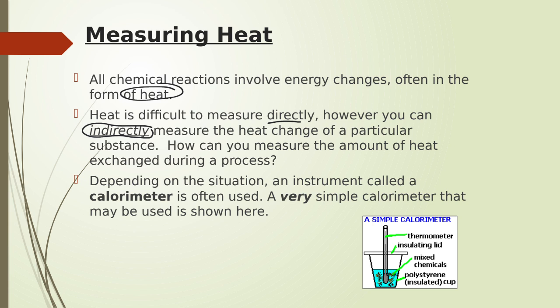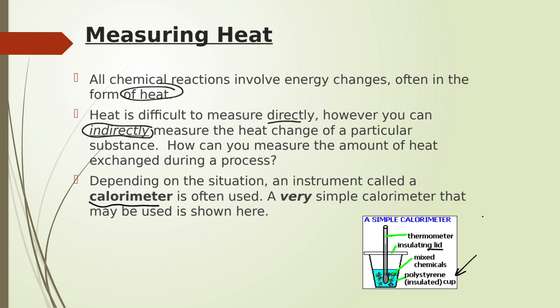So in order to measure the heat change of a substance, we often use a piece of equipment called a calorimeter. In our chemistry lab, a calorimeter will often just be a styrofoam cup that will have some sort of lid on it. And the idea is that we're trying to make an isolated system as best as possible. We can then measure the heat change of whatever substance we have placed inside of the calorimeter.